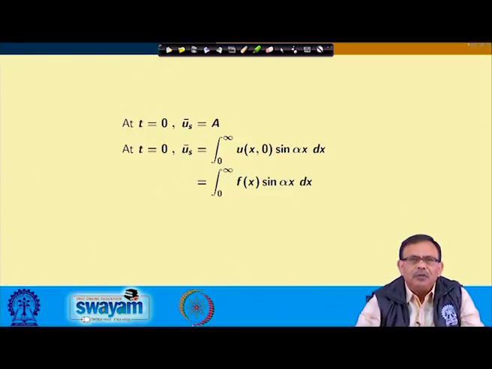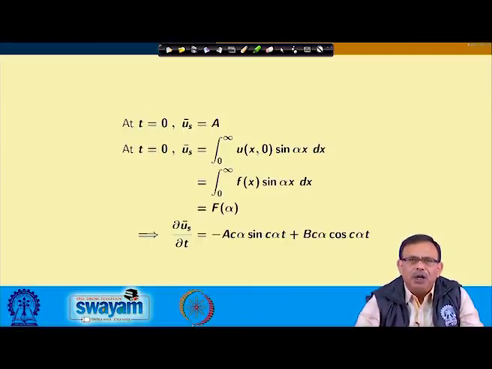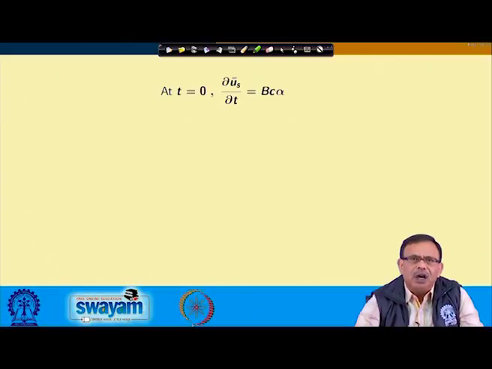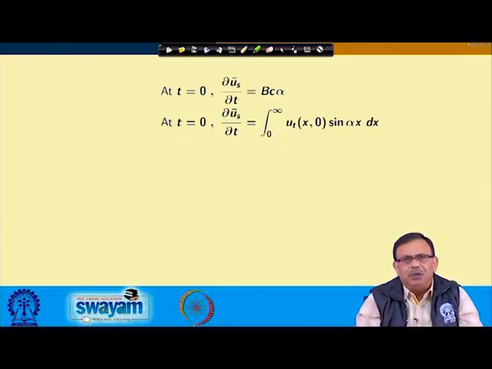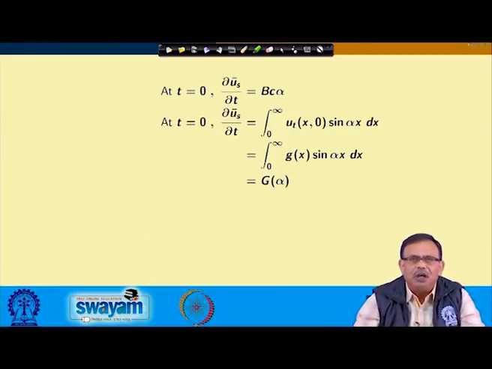Now, from that equation, if I differentiate it, then I will obtain del u bar s by del t as this, and at t equals 0, if you put it here, your A term will vanish, since sine is there. So, it will be B sin(B c alpha). Now, at t equals 0, del u bar by del t is how much? It is nothing but the integral from 0 to infinity of u_t(x,0) sin(alpha x) dx, because this is the Fourier sine transform of u_t(x,0), and I know the value of u_t(x,0), that is g(x). So, I can write it as the integral from 0 to infinity of g(x) sin(alpha x) dx, which is nothing but again capital G(alpha), where capital G(alpha) is the Fourier sine transform of g(x).